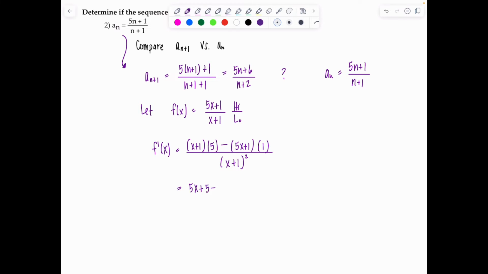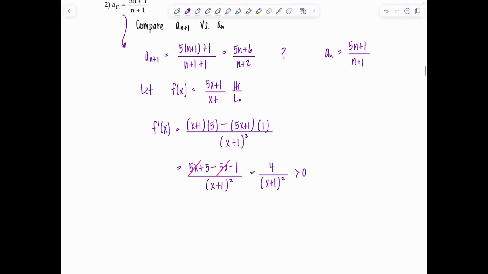Okay, what does this give me? 5x plus 5 minus 5x minus 1, over (x plus 1) squared. And then the 5x's cancel. I'm just left with now a 4 in the numerator, over (x plus 1) squared. Well, the denominator is squared. In the numerator, I've got a positive constant, so this derivative is always positive. If the derivative is positive, that means f is an increasing function, which means my sequence a_n is monotonic increasing.